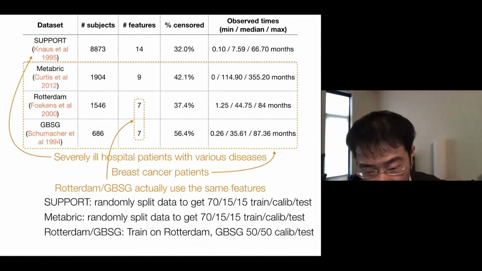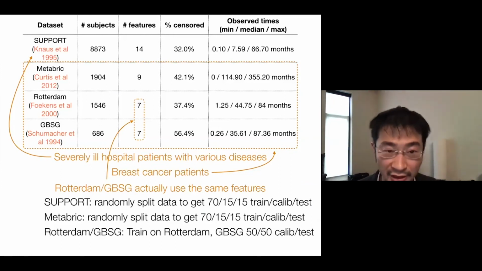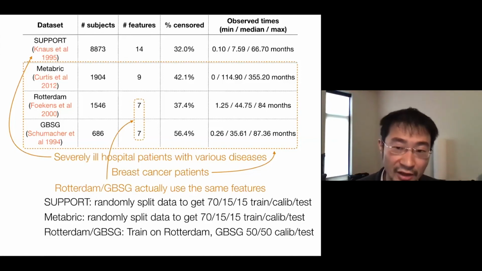And then for GBSG, I'm going to randomly split it into a 50-50 calibration and test data. So this is going to allow me to construct prediction intervals. And note that I'm focusing on marginally valid prediction intervals, which don't require a kernel. Okay.